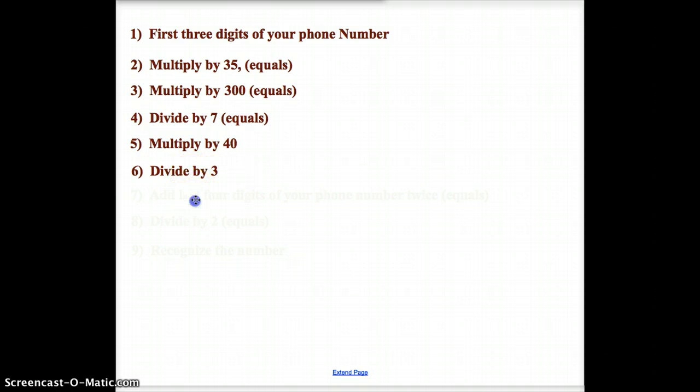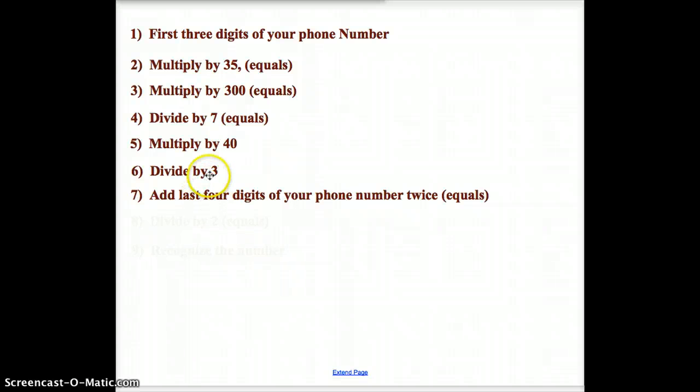That's a key. Then I had you add the last 4 digits of your phone number twice. So the last 4 digits are twice as big as they normally are. Remember, this was 20,000, this was twice as big. Then I had you divide by 2. That brought the 20,000 to 10,000. If you take your first 3 numbers and multiply that by 10,000, that moves those 3 digits over 4 spots and makes room for your last 4 digits of your phone number.